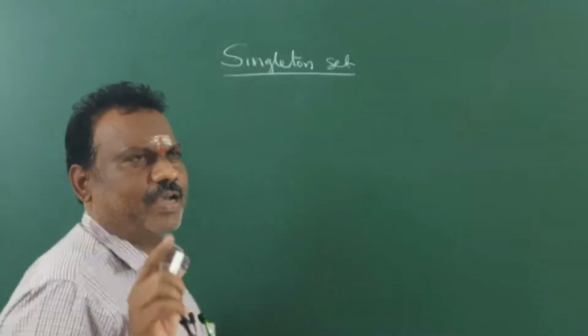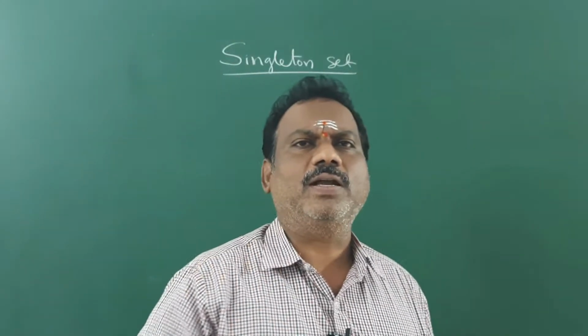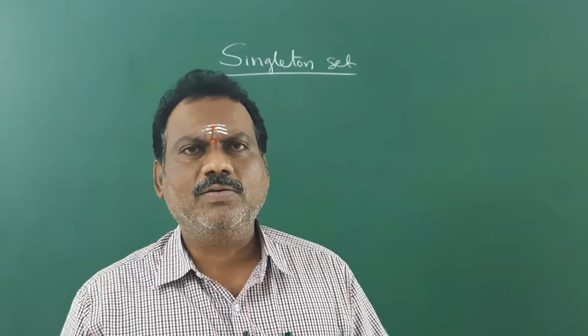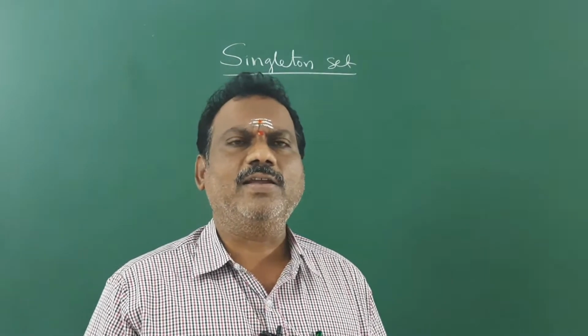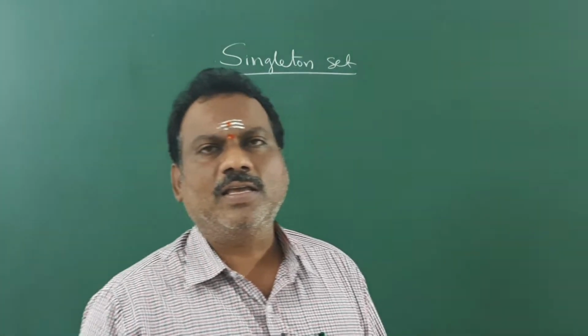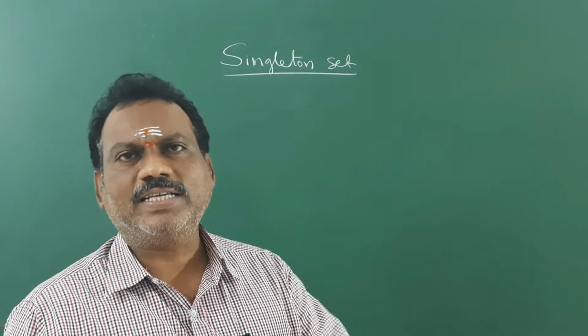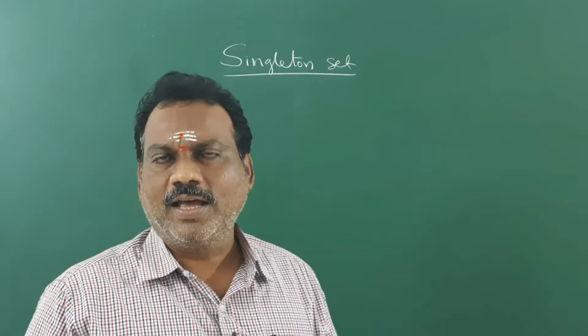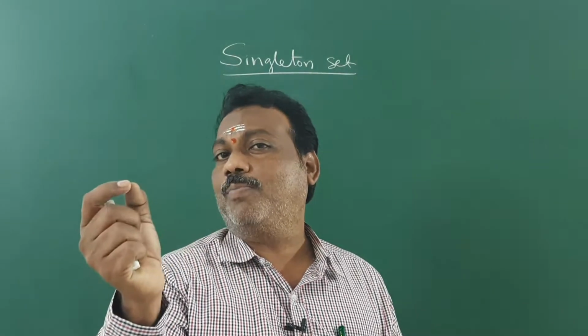A set containing one and only one element, singular. What does it mean? One element. A set that contains one and only one element, such sets are called a singleton set. What is an example of a singleton set? Neither prime nor composite number.